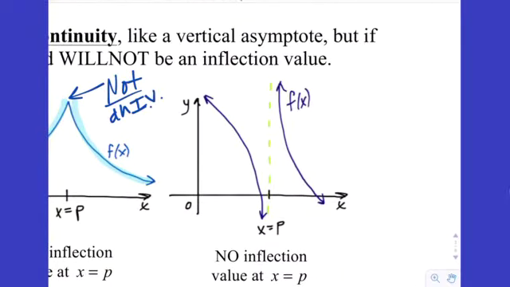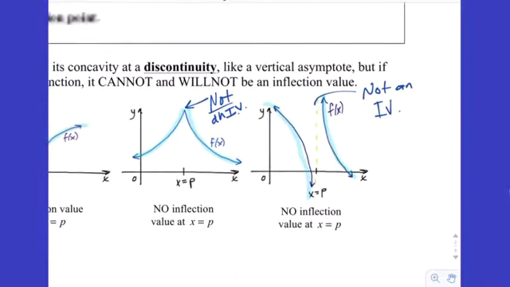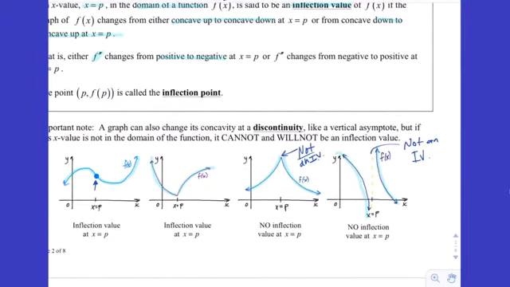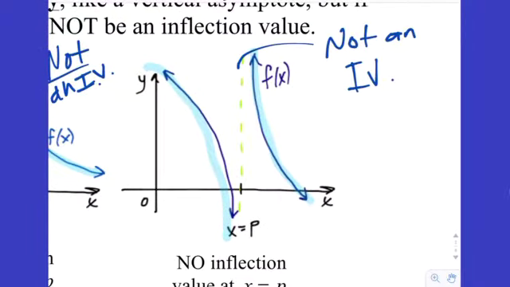So let's look at this last example here. This is concave down to the left and concave up to the right. Is that going to be an inflection value? No, also not an inflection value. Why not this time? Yeah, because that point is not in the domain of the function. So just like critical values are possible places where local extrema can occur, we're going to come up with a name for something that could be an inflection value. Okay? And also similarly, just like a function can change from increasing to decreasing at a discontinuity that's not in the domain of a function, same thing here. A graph can change its curvature at a place that's not in the domain, like a discontinuity.